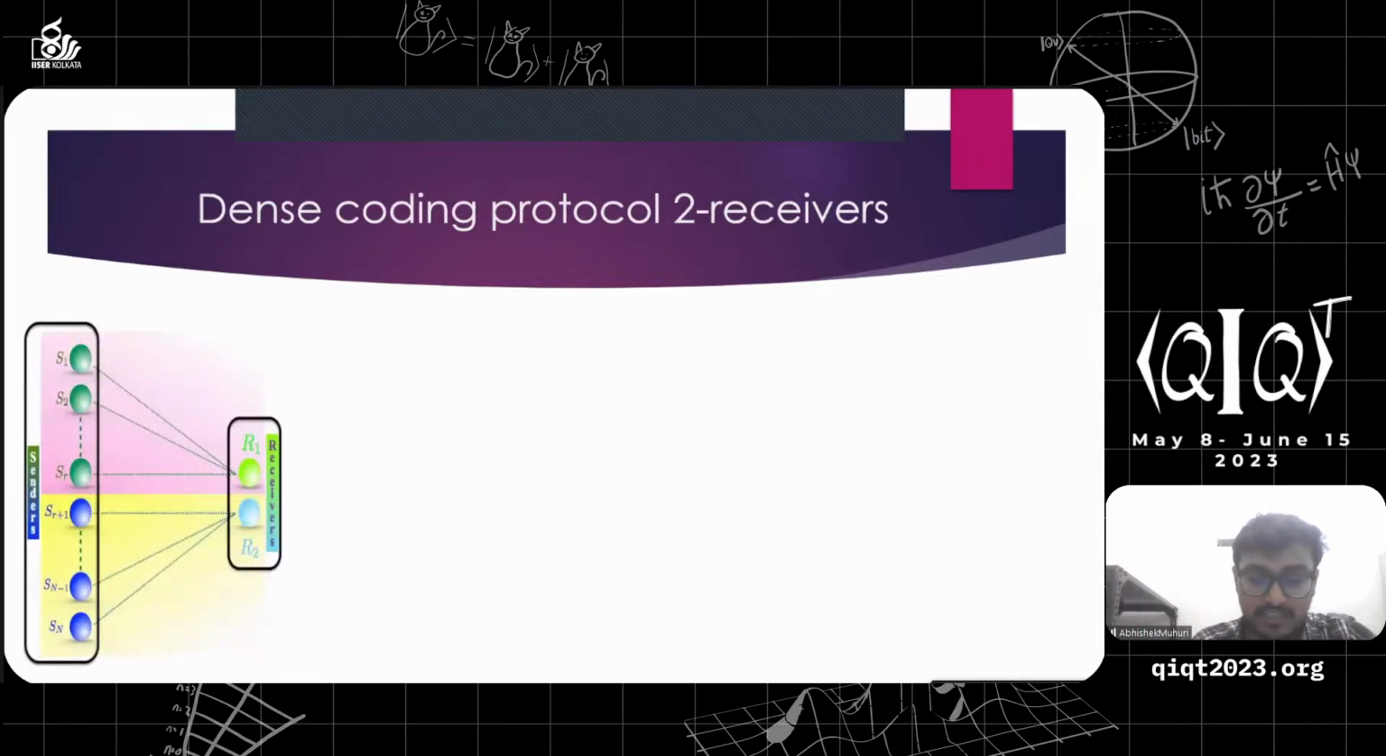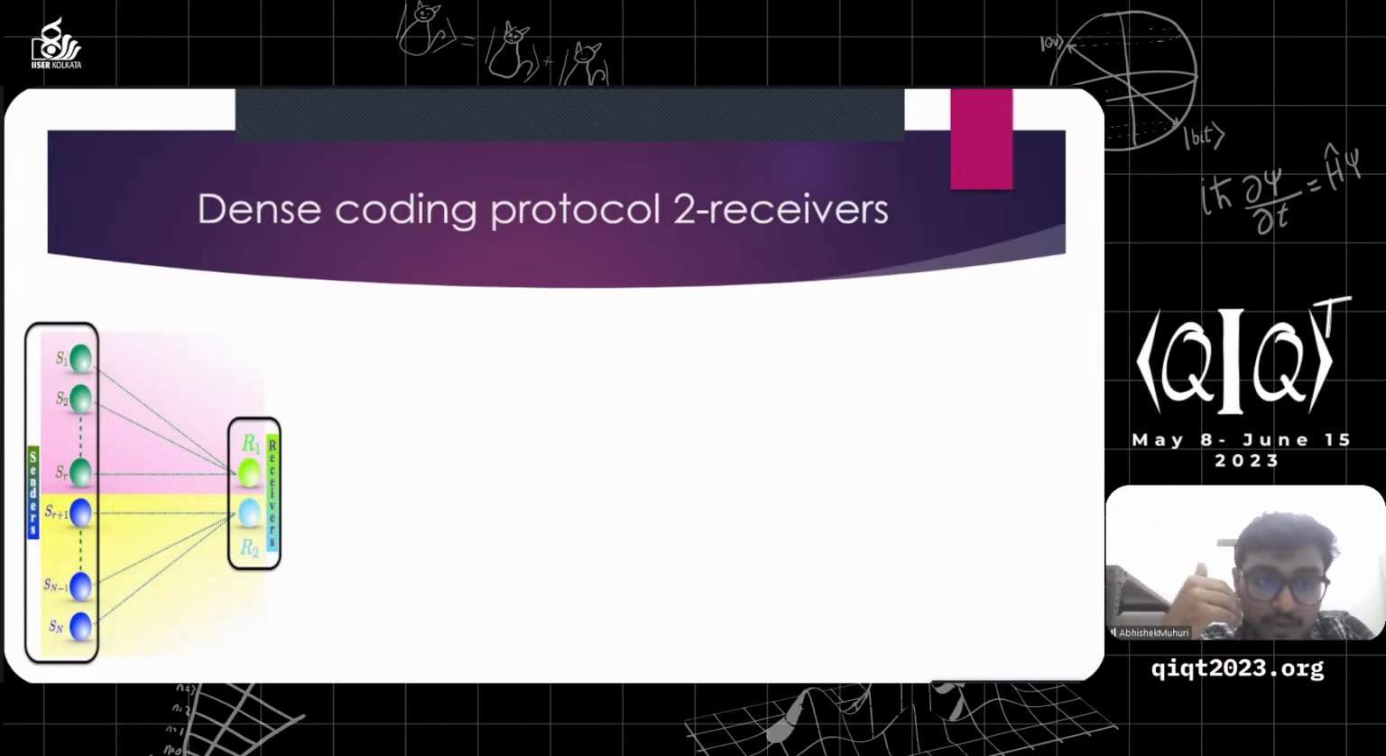So the next question that comes to mind is whether we can create a network based on it. So we now consider this picture where first R senders talk to the receiver R1, and the next n minus R senders talk to the receiver R2.